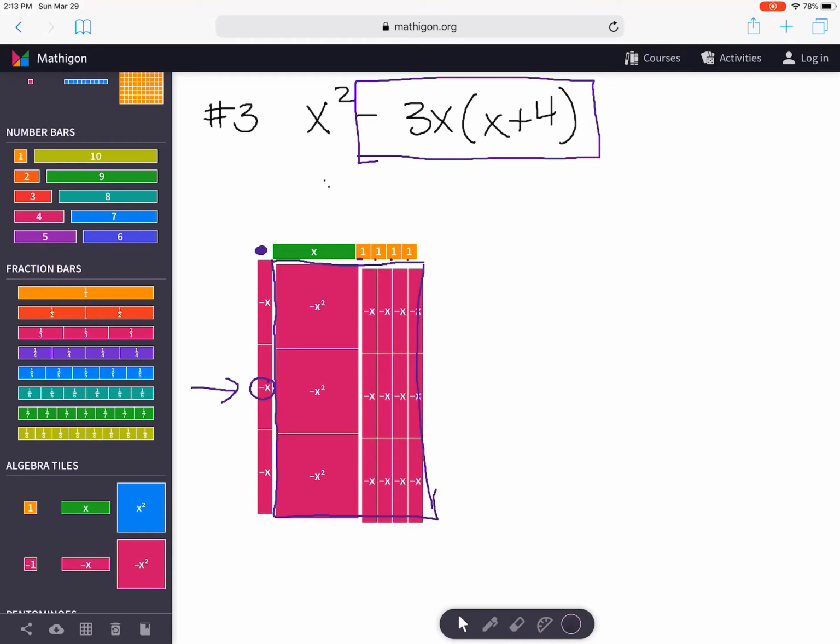So when I look to see, well, what does this do for my solution? My solution is going to be what's inside that box. So as I kind of regroup and figure out what I have in there, I can see that I have 1, 2, 3 x squareds, negative x squareds. And then if I was to go through and count up all of these x's, I have 1, 2, 3, 4, 5, 6, 7, 8, 9, 10, 11, 12. 12 negative x's.